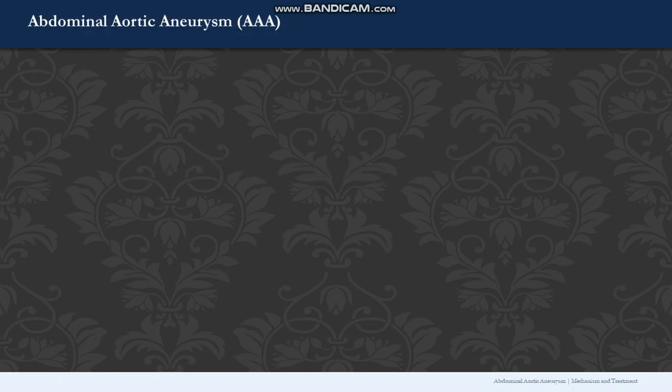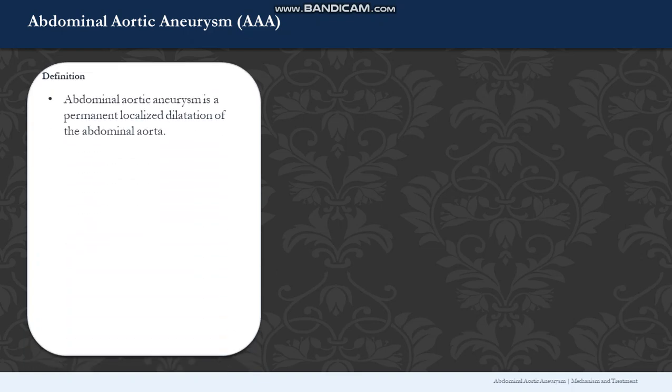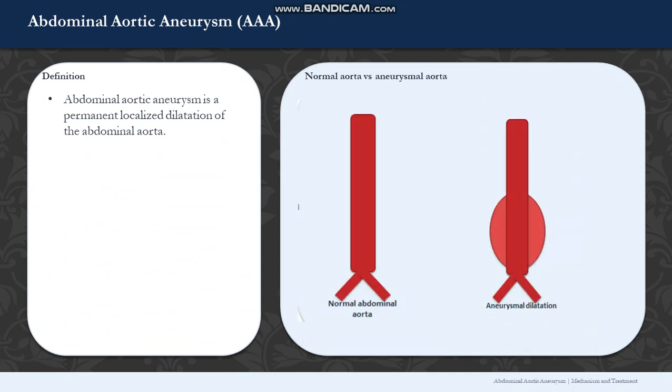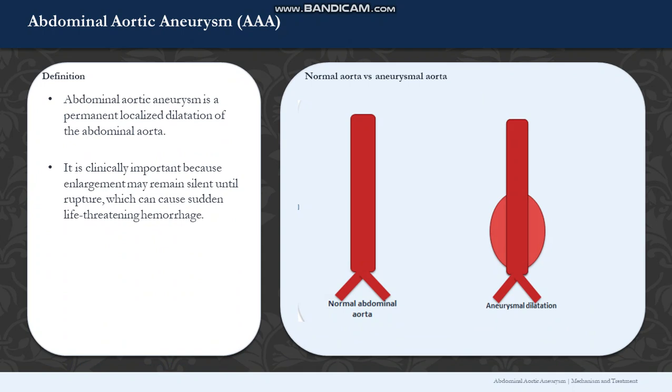Abdominal aortic aneurysm is a permanent localized dilation of the abdominal aorta, which provides blood to the lower region of the body. That is the normal abdominal aorta, and that is the aneurysmal dilation of the aorta, which causes damage or rupturing. It is very important because enlargement may remain silent until rupture. That is the most important part of this disease.